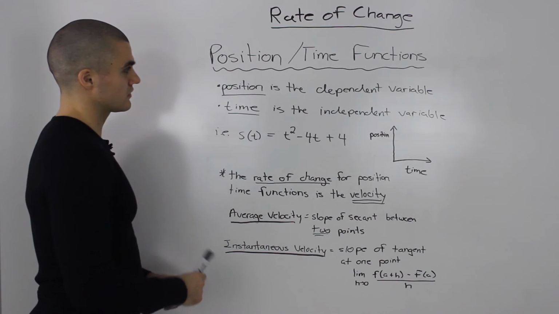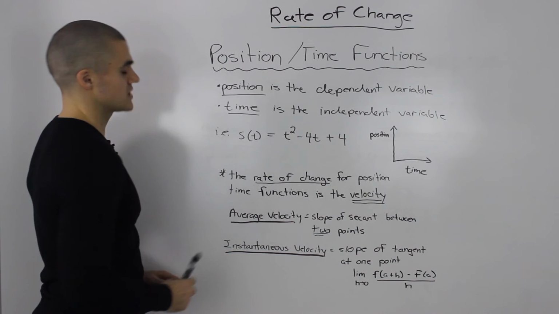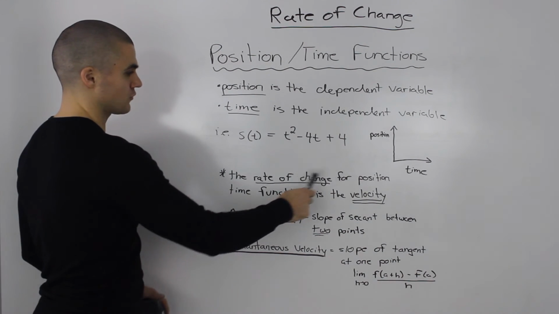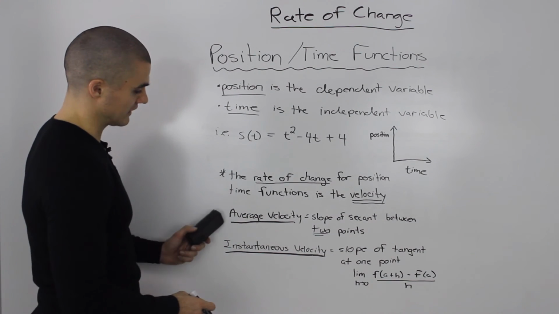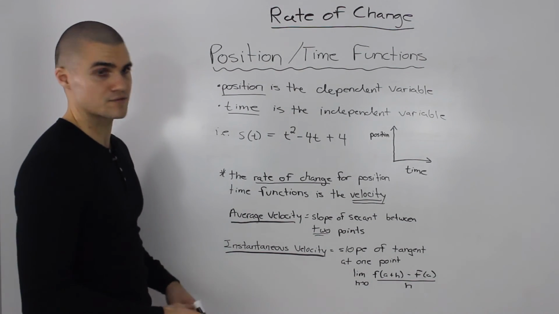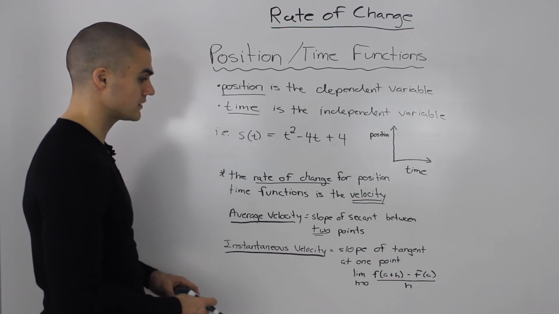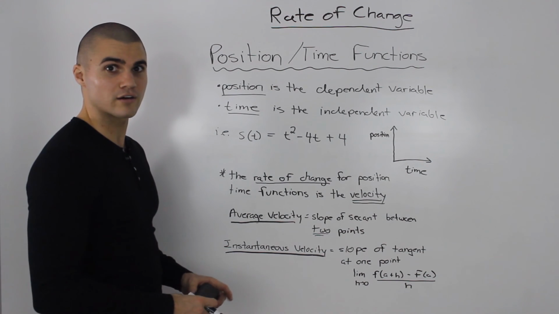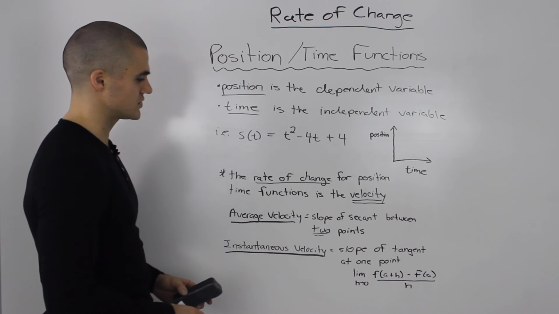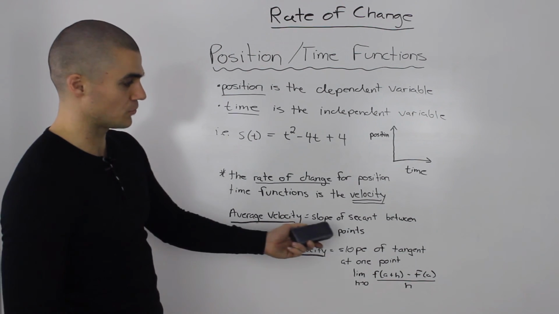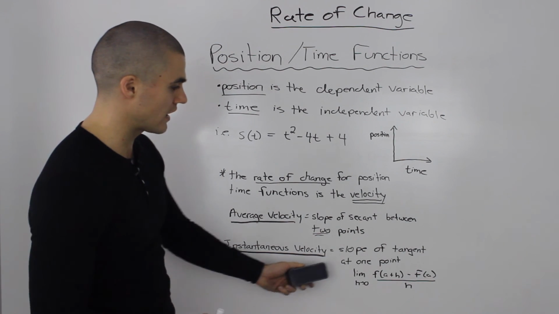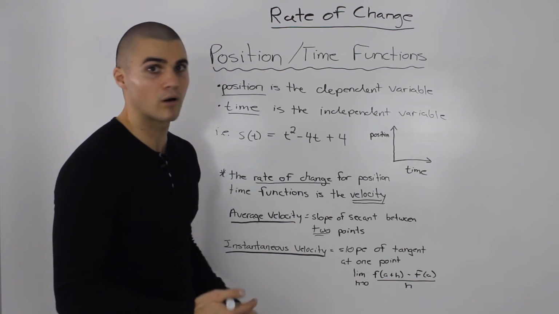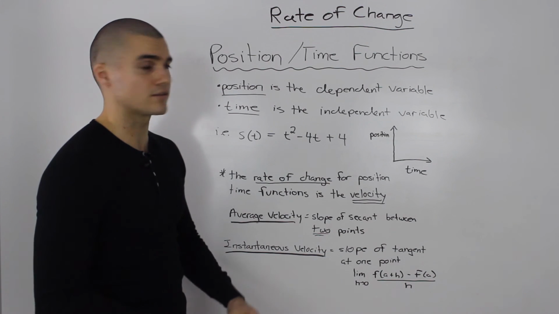And the most important thing to note about position time functions is that the rate of change for position time functions is the velocity. So sometimes it allows you to find the average velocity or the instantaneous velocity. So how do you find the average velocity? I probably sound like a broken record at this point, but repetition doesn't hurt. So it's the slope of the secant between 2 points. The instantaneous velocity, you find the slope of the tangent at 1 point using the difference quotient.